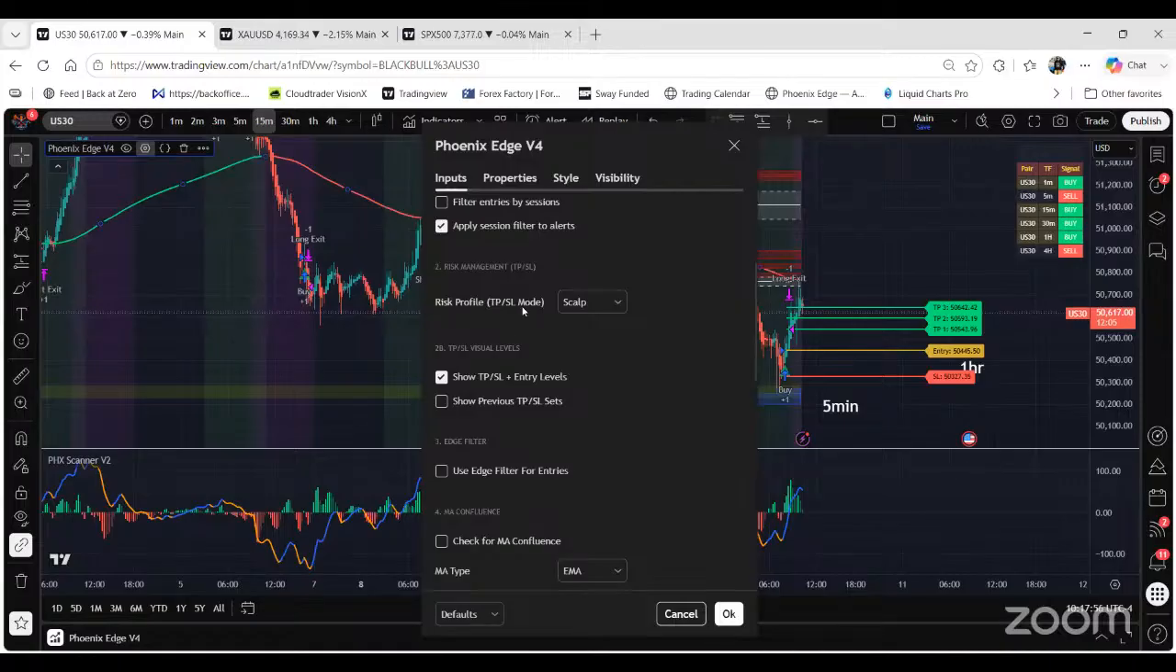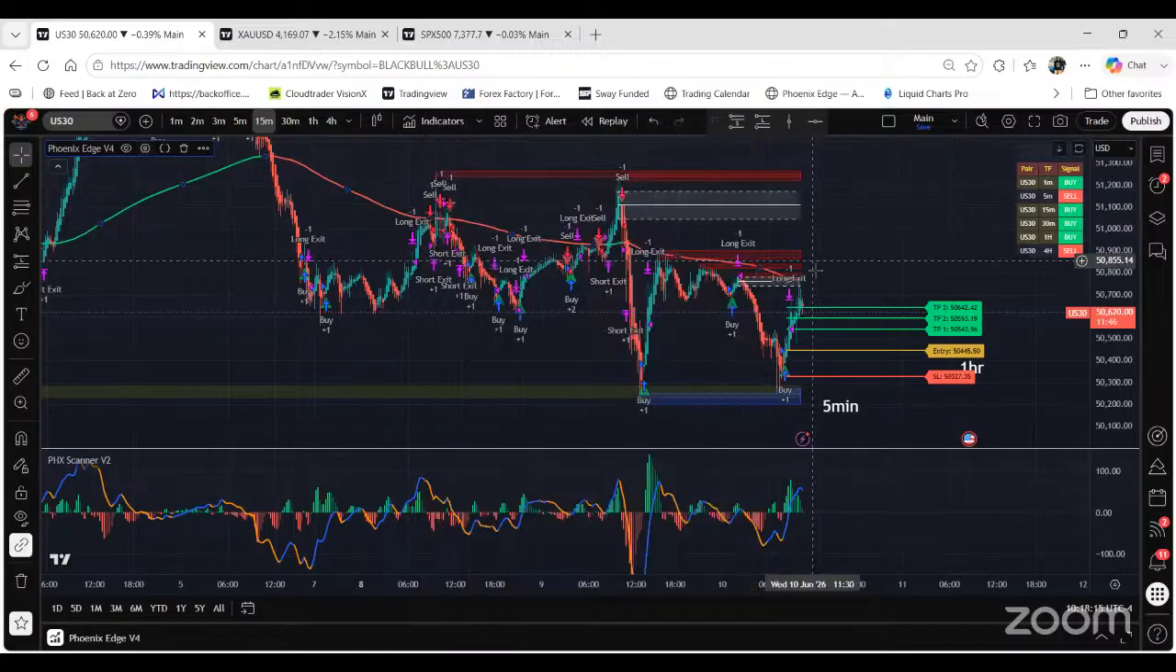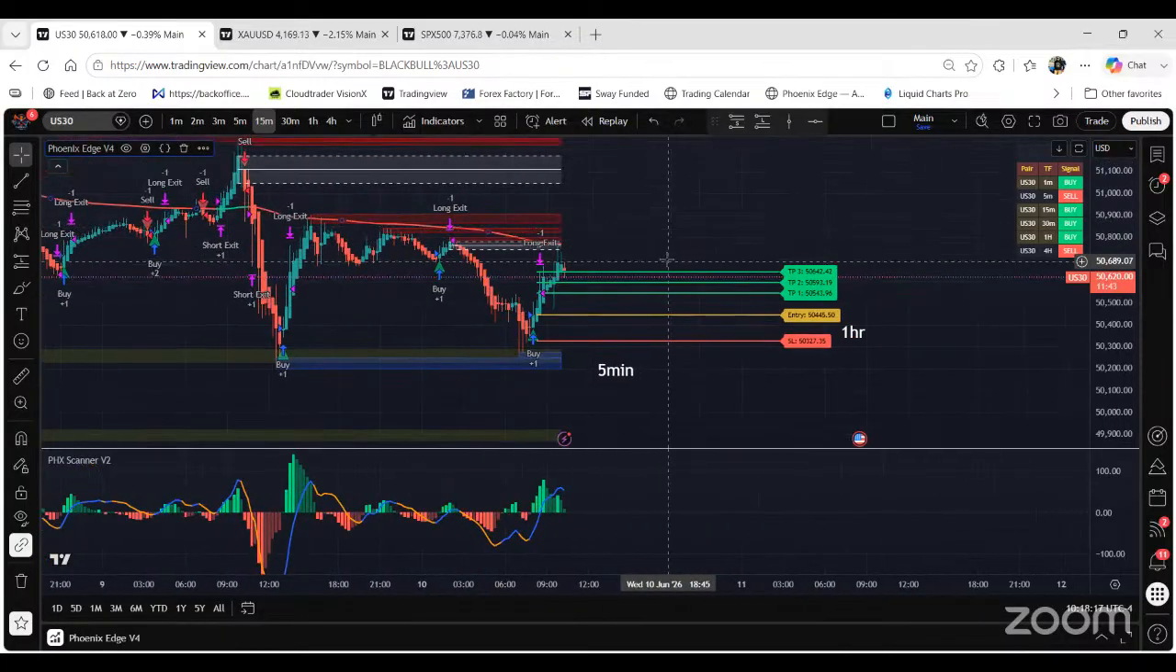Here we have our risk profile, TP, stop loss. There's 3 settings. You can change it to scalp, intraday, and swing, depending on how you trade. Most people keep it on scalp. Intraday is good for currency pairs. Swing, unless you're planning on holding a trade for a week, 2 weeks, a month, there's no reason for you to be on swing.